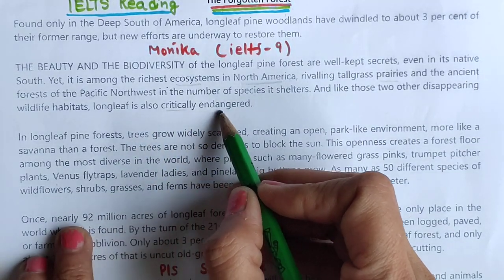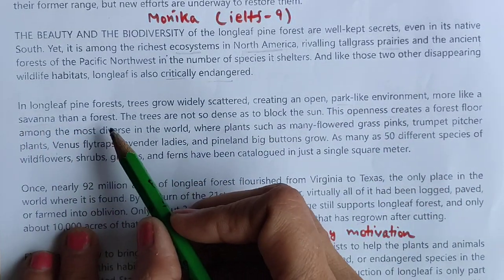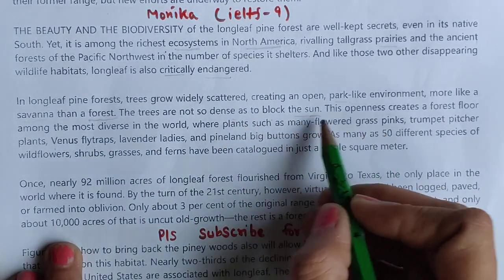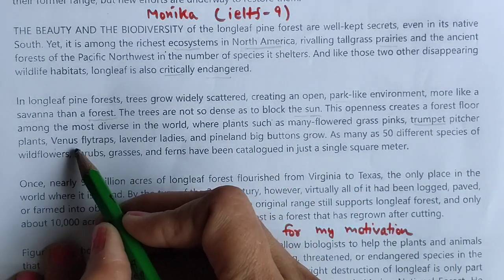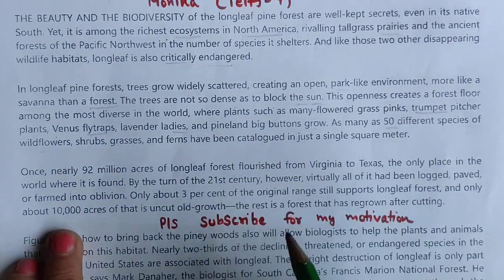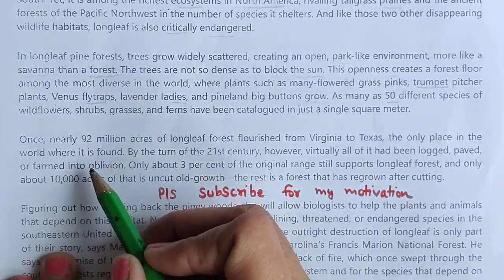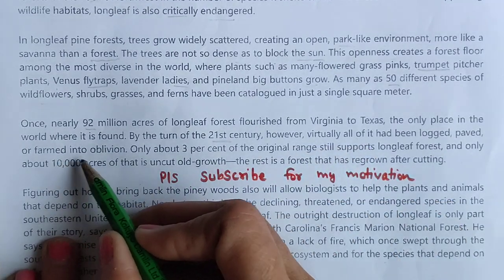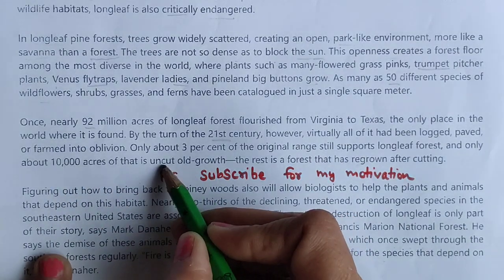Critically endangered in longleaf pine like environment, more savanna. My main focus is to find forest fire. The word forest is here. No need to understand everything here. Fly traps, ladies and buttons grow, 50 different species, wildflower shrubs and all. So in these 2 paragraphs there is no word forest fire. I am looking for forest fire. Forest was there but fire is not there. 21st century, however virtually long. So you have to read like that only. No need to read every word.